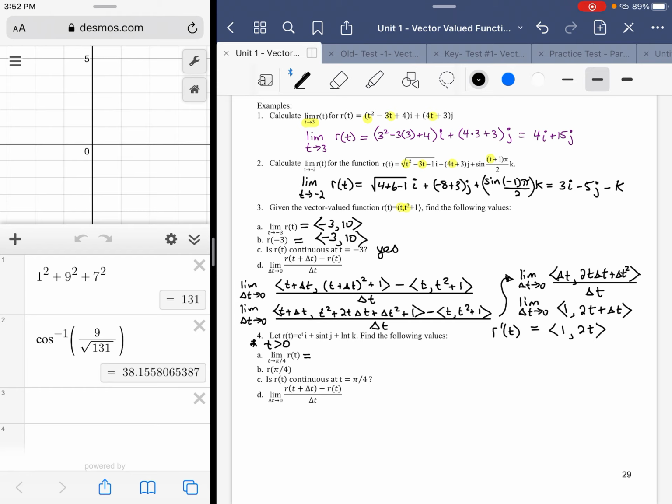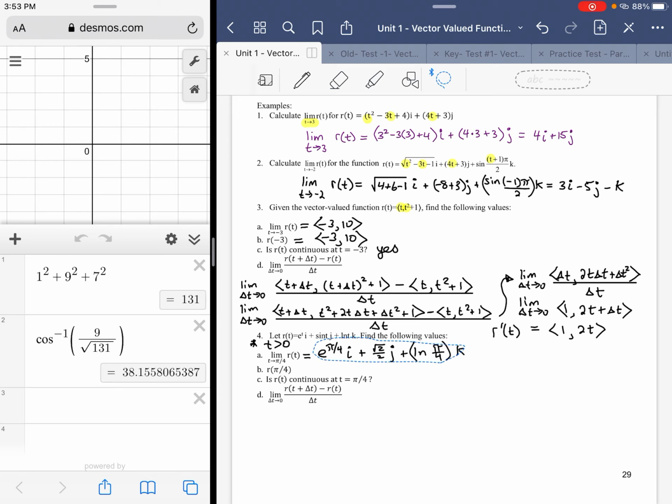Now, the exponential e to the t power and the sine of t are everywhere continuous. All right, they exist from negative infinity to infinity. The restriction comes with the natural log, but where log exists, it is continuous. So when I apply this limit, I'm really just substituting in pi over 4 everywhere I have a t. All right, so e to the pi over 4 i plus the sine of pi over 4, which is radical 2 over 2, j, plus the natural log of pi over 4. No need for an absolute value symbol because it's already positive. We don't have to worry about that.